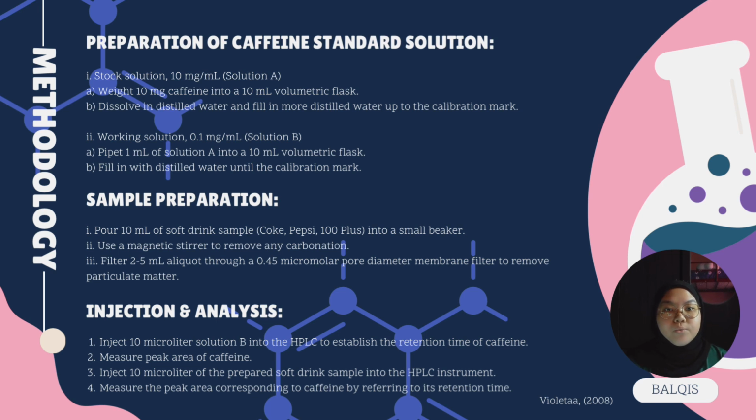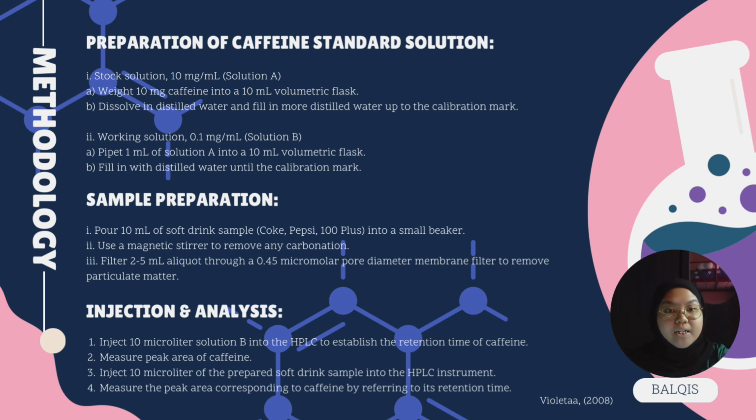First, pour 10 ml of soft drink sample, which is Coke, Pepsi, and 100 Plus, into a small beaker. Second, use a magnetic stirrer to remove any carbonation. And third, filter a 2 to 5 ml aliquot through a 0.45 micrometer pore diameter membrane filter to remove particulate matter.